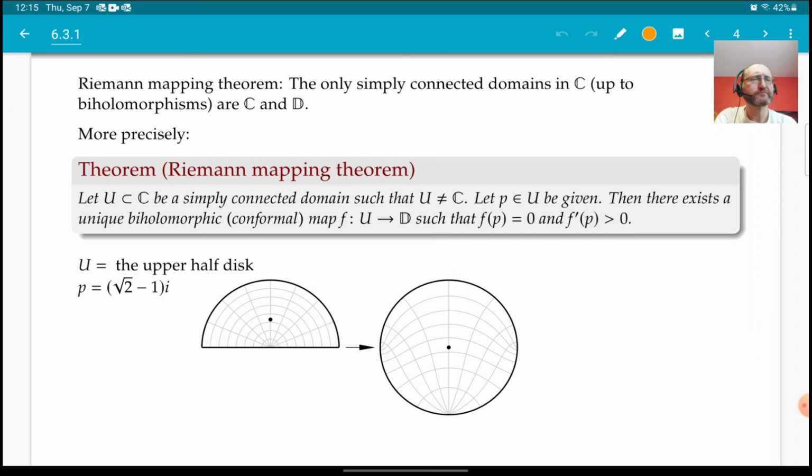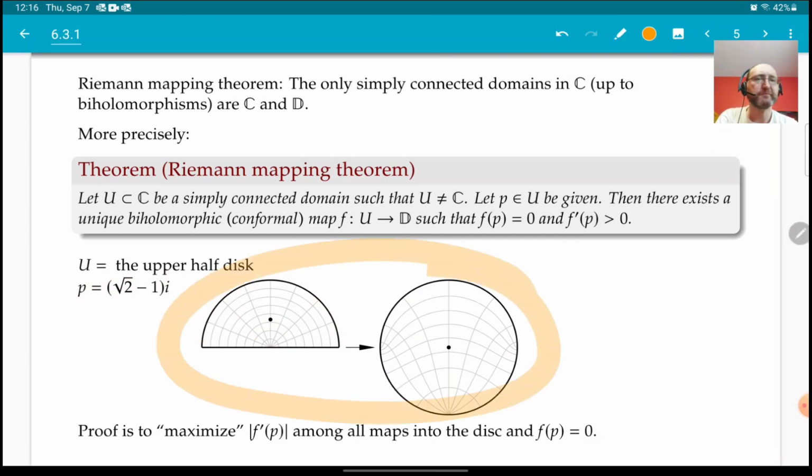All right, so let's just see an example. If we have the upper half disk, and we pick this point P. The reason why I did that is because I knew what the map there was. So it will take this point to the origin, and you can see where it takes these lines, right? And it works conformally, so all the angles are preserved here. So that's the way the map works.